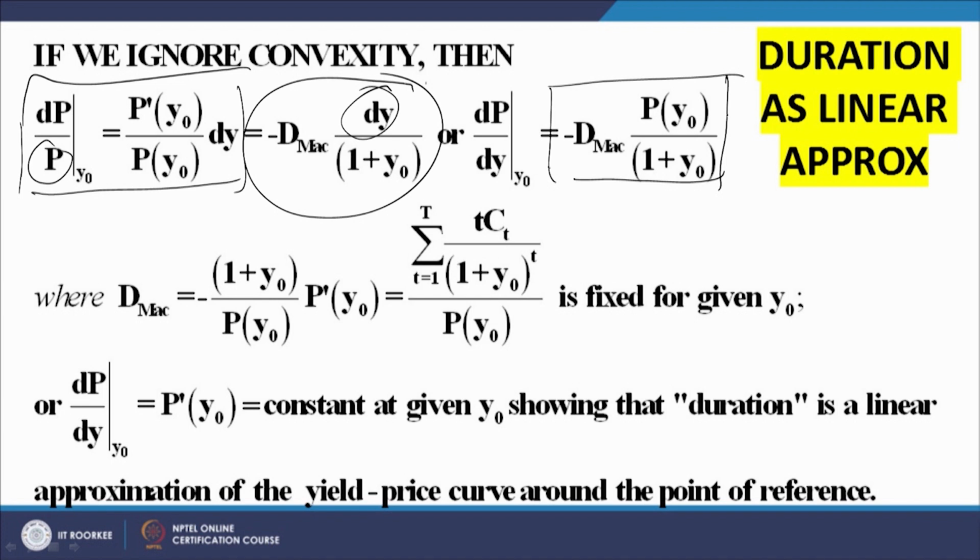Now this expression, as it so happens, is constant at a given point. P of y 0 is constant, 1 plus y 0 is obviously constant at a given y 0, and if I work out the duration at y 0, that will also give me a constant number, dependent upon y 0, but as far as a given y 0 is concerned, this is also constant. So, the slope happens to be constant at a given point. If we exclude the convexity part, that is, if we confine ourselves to the first order expansion of the Taylor series, we find that at the point at which the duration is calculated, we assume that the curve is linear.